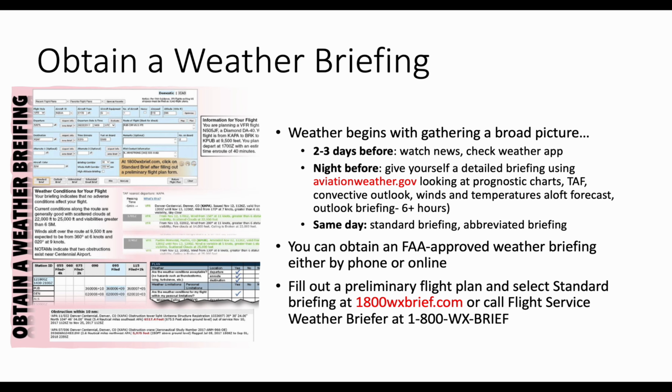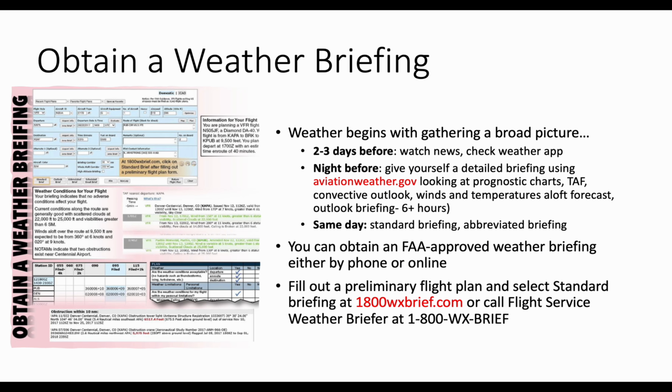The day of your flight, you can get a standard briefing, which is going to be more detailed about your departure airport, en route forecasts, as well as your destination. And if you're on the fence or if your flight gets delayed a little bit, you can obtain an abbreviated briefing, which is going to be just kind of updated weather for that flight. So you can do that either over the phone, 1-800-WX-BRIEF, or on their website, 1800wxbrief.com.